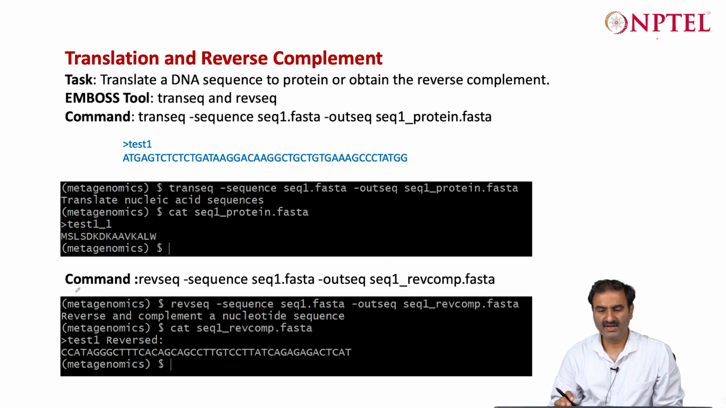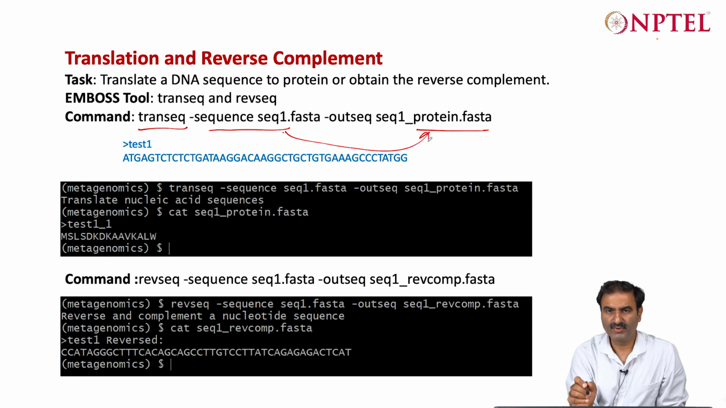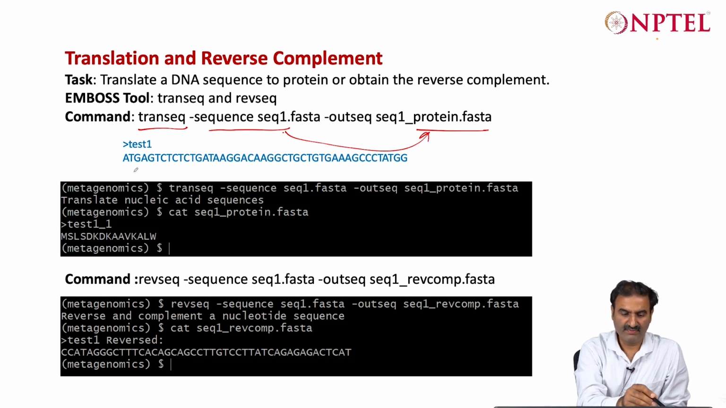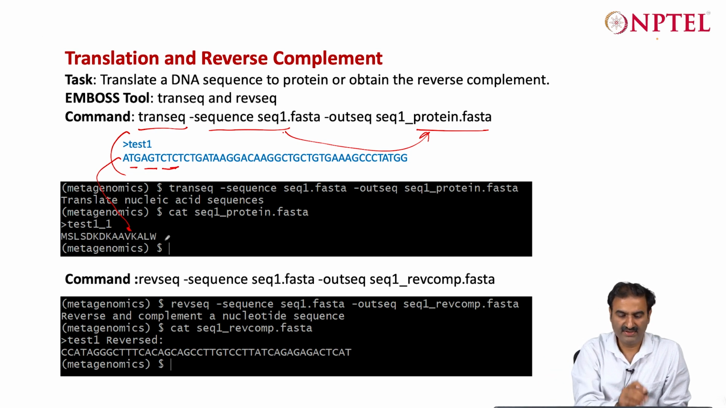Similarly, for translation and reverse complement of a sequence, I can do transeq translation of this sequence 1 into protein. So I am translating a nucleotide file into a protein. This is the sequence, and it is translated into this. ATG becomes M, AGT becomes S, CTC becomes L, like that. On a three-codon basis, it has translated that into these amino acids.